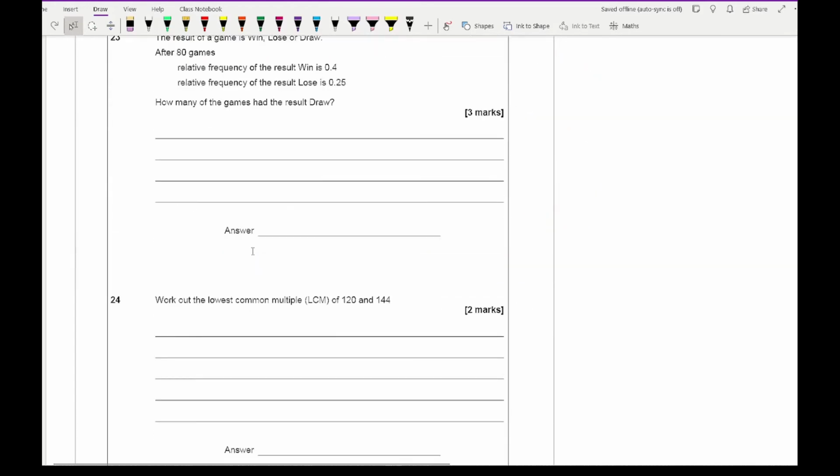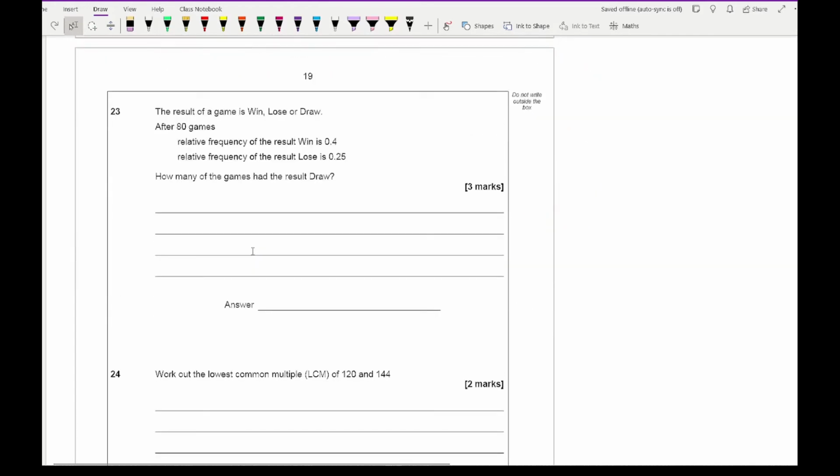Moving on to question 23, it says the result of a game is win, lose or draw. After 80 games, the relative frequency of a win is 0.4, relative frequency of a loss is 0.25. How many games had a result of a draw? Now for relative frequency, all I need to do is multiply the total amount of games by the probability. So I've got 80, so if I write win, it's going to be 80 times 0.4. The losses is going to be 80 times 0.25.